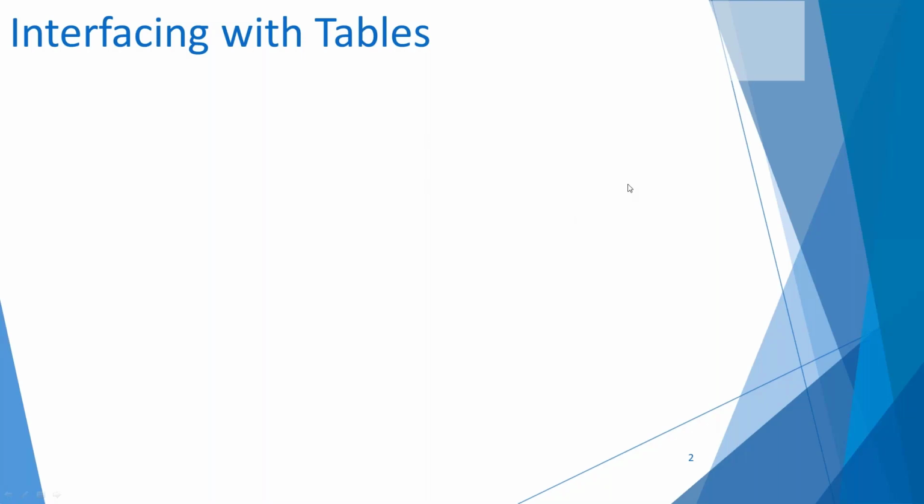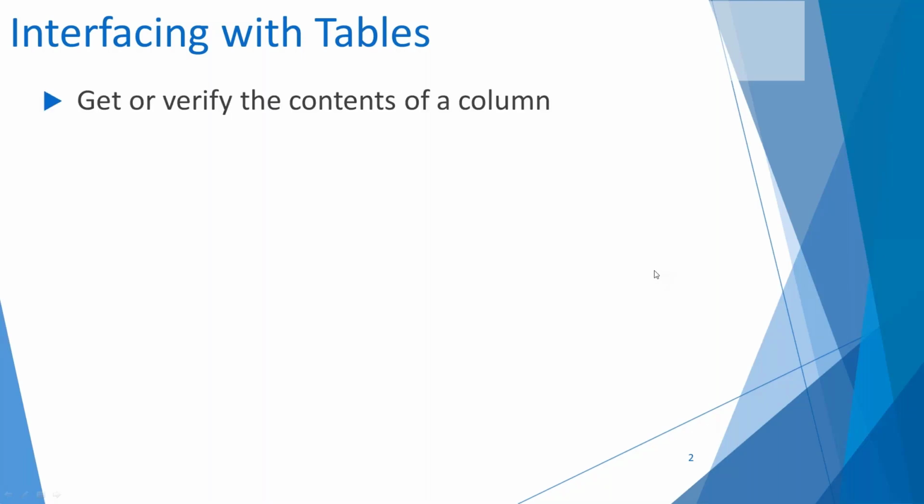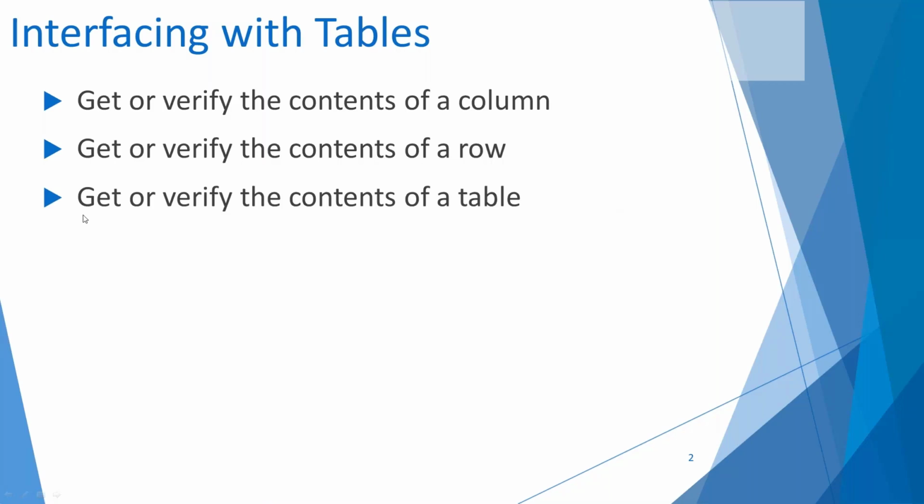Now, what I'm going to talk about this morning is the interface that we have with tables. And I think most of you know that when you're dealing with a table in AscentialTest, you're dealing with a complex object. It's not as easy as dealing with a push button or a text field. There's a little bit more to it. And so we get a lot of questions about the table interface. So I'm going to go into quite a bit of detail during this presentation. I'm going to explain how you can get or verify the contents of a column, for example, or get and verify the contents of a row, and then the same thing for a table.